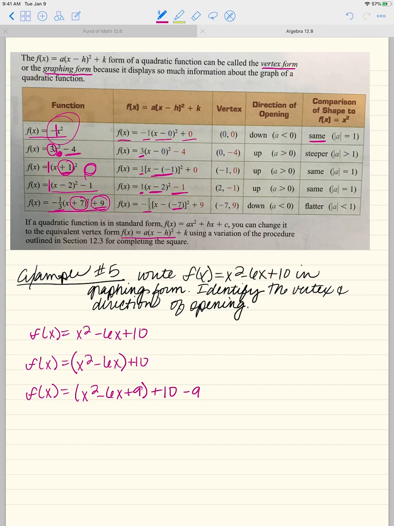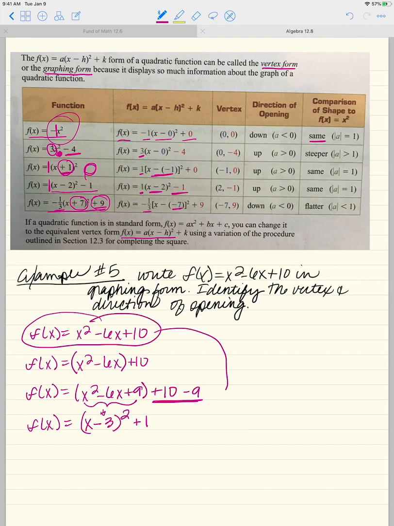Step number 3 is we factor the trinomial that we've just made, a perfect square trinomial, inside the parentheses. f(x) = (x − 3)². And what do we have out here? Okay, this is (x − 3)², that's factoring that perfect square trinomial. And then we have plus 10 minus 9, plus 1. Now we have this in graphing form. Okay, we have it in graphing form, (x − 3)² + 1.